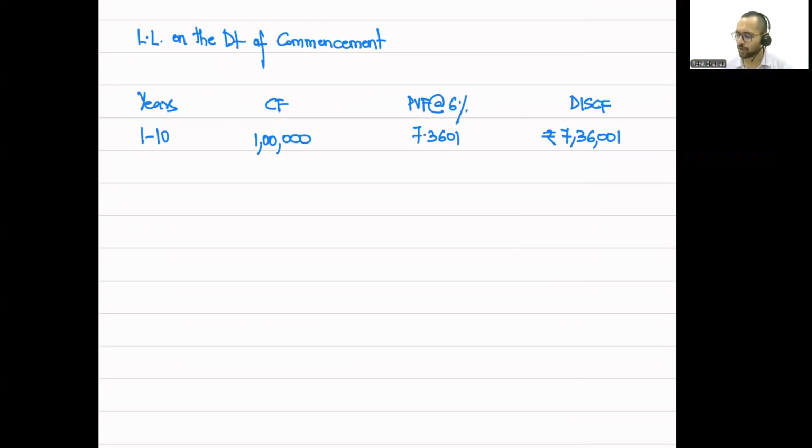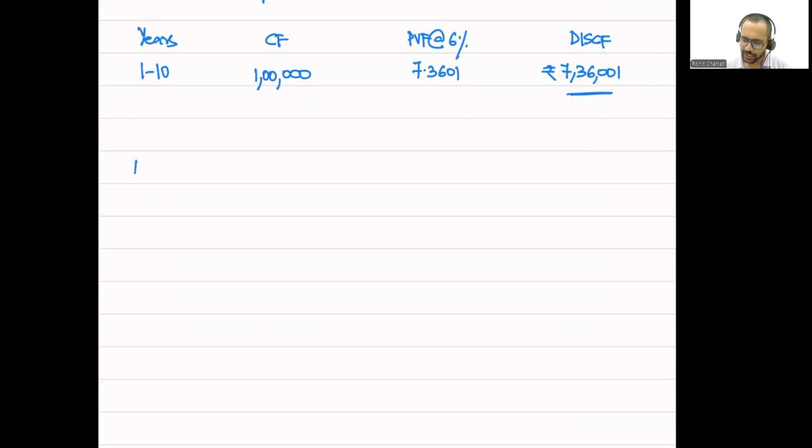So on the date of commencement, we would be recognizing a right of use asset of 7,36,000 and a corresponding lease liability of 7,36,001 rupees. This is on the date of commencement. Now, at the beginning of year six, we are standing at the beginning of year six.